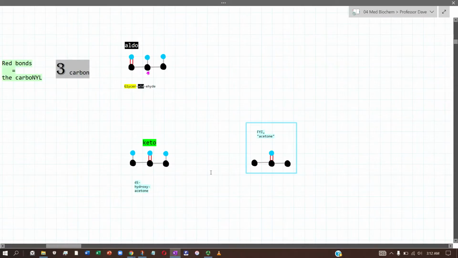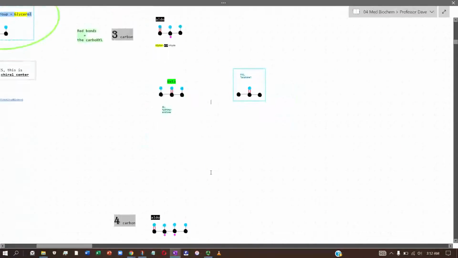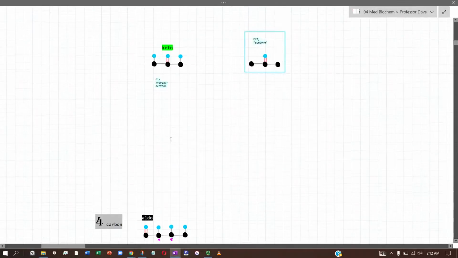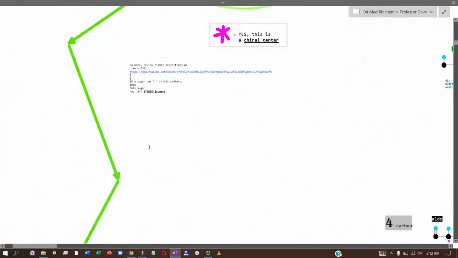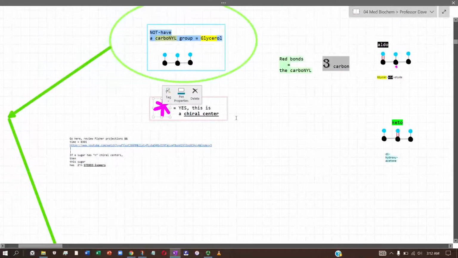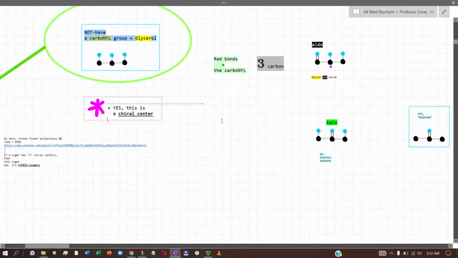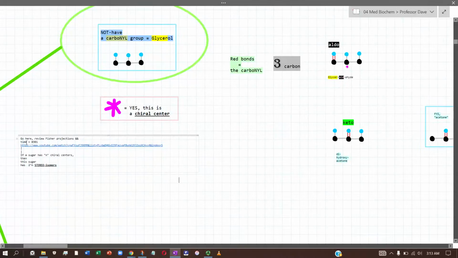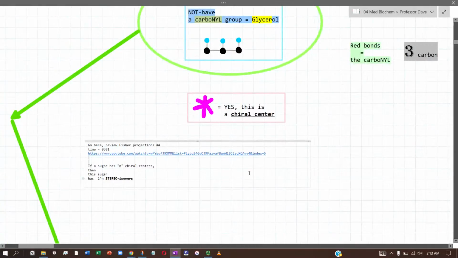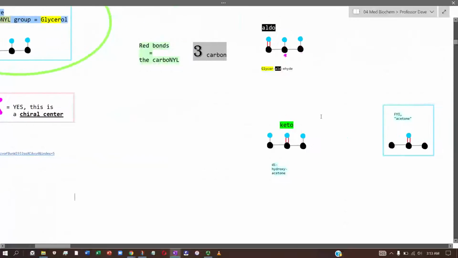Alrighty, so all this is making sense, coming back to me. I hope you are having a similar experience. FYI, whenever there is this purple asterisk, it represents a chiral center. And here is a review. You have the option of reviewing Fischer projections, in case that becomes relevant within the course. But for now, let's move forward.